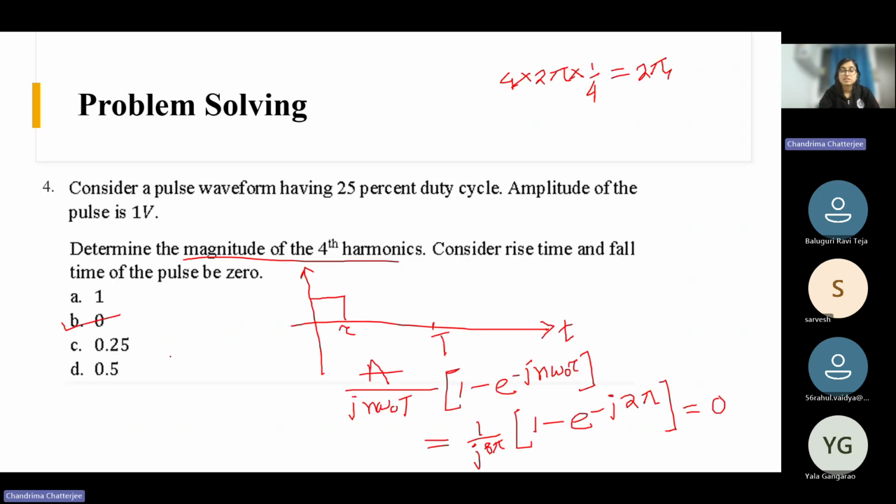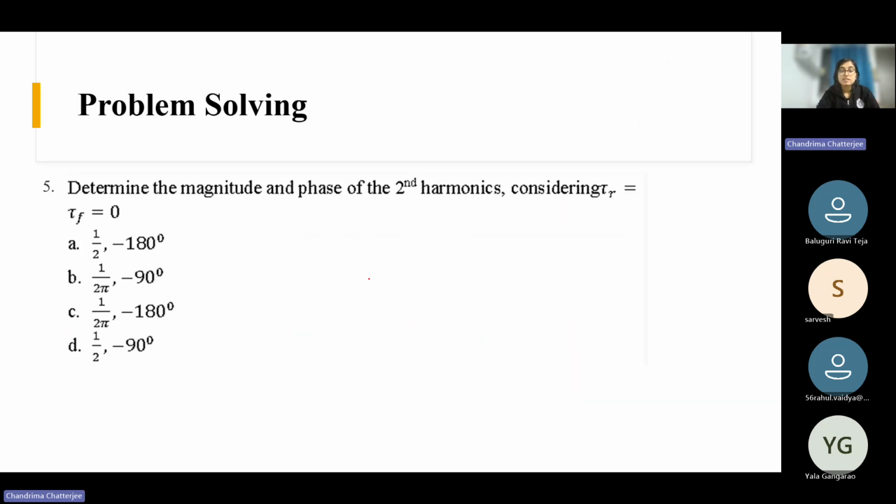This is a connected question. So you consider all this data and then determine the magnitude and phase of the second harmonic considering tau r equal to tau f equal to 0. That means the same pulse waveform, because rise time and fall time both are 0. So this time we will have to find out what is the magnitude and phase of the second harmonic. Remember, this is also an even harmonic, right? Second harmonic. Earlier, we got the magnitude of fourth harmonic was 0. Let's see what we get for the second harmonic.